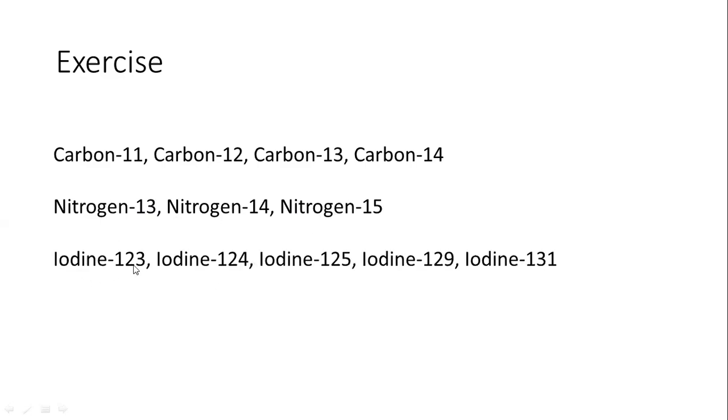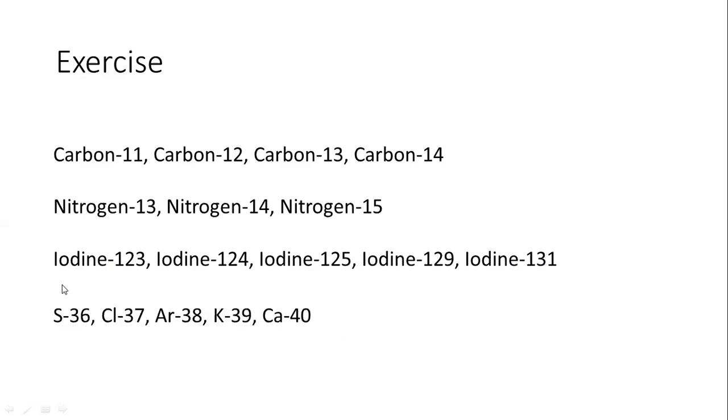Another example is iodine 123, 124, 125, 129, and 131. These are also isotopes to each other because the protons remain the same and the mass number is different. When you subtract the atomic number from the mass number, the number of neutrons will be different. So these are isotopes to each other.